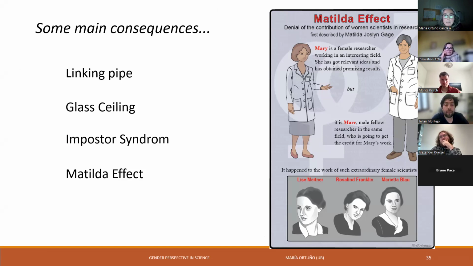Are you familiar with these terms? Leaking pipe? Not that much. So these are really useful and great terms because it's very visual. You imagine a pipe that is losing water. That's the pipe of the scientific career, losing women. For instance, many women do a doctorate, but then not that many go for a postdoc, not that many become professors. So that's the idea of the leaking pipe.